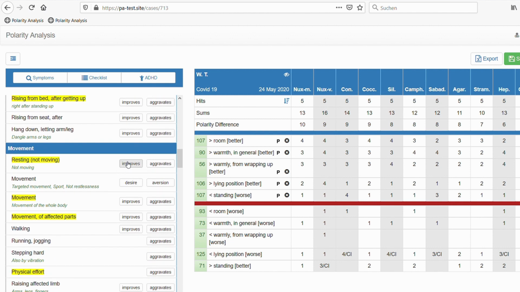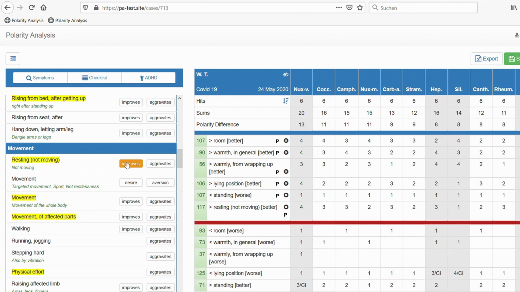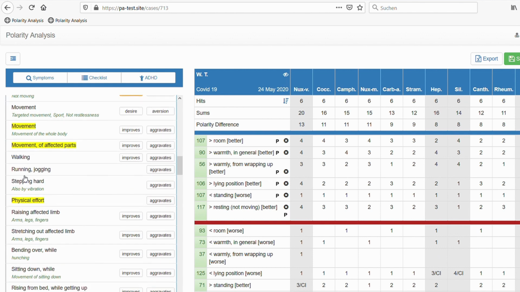When I don't move. Resting improves. Movement of affected part has no influence. No. Physical effort, I don't do any physical effort. Okay. So we don't take it.